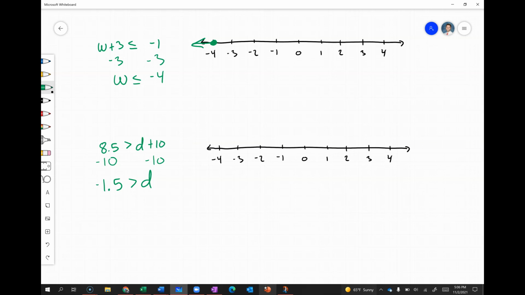So if we were to look at this the other way, that's also saying d is less than negative 1.5. And so that's actually what we would want to graph, is d is less than negative 1.5. And that would be the graph for that inequality.